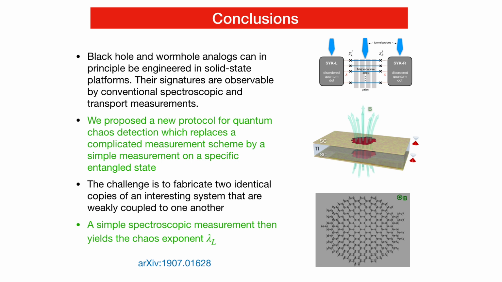I reviewed some efforts on how to construct black holes and potentially wormhole analogs in a laboratory. In principle, it's doable. These are difficult experiments, and hopefully we will hear more from experimentalists on what they think about this. The wormhole type setup where you couple two such chaotic systems could be good for something. For instance, one can use it to diagnose quantum chaos without having to perform backward time evolution. Thank you very much for your attention.